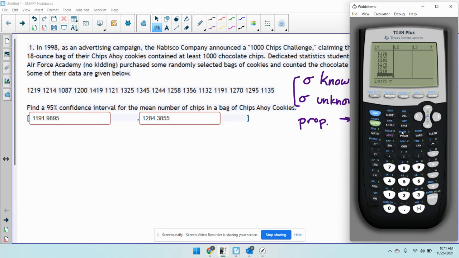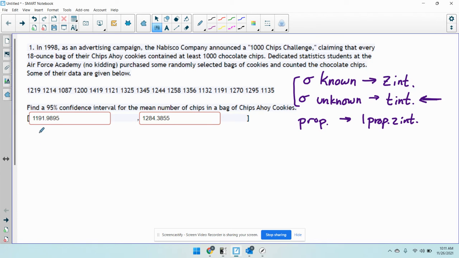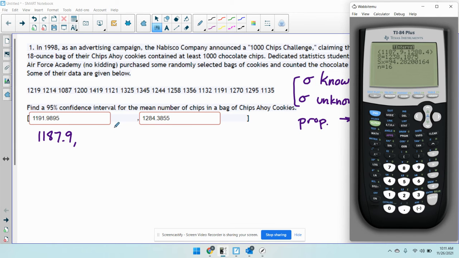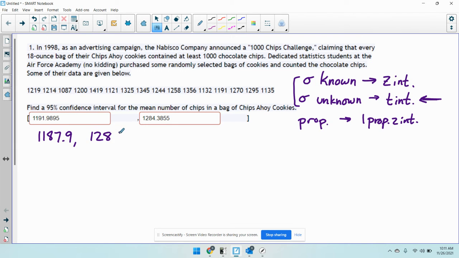And now I said we're going to use a t-interval. So I'm going to go to statistics, over to my tests, and I'm going to do a t-interval, which is option 8. And now I'm inputting data. So I'm going to highlight data above. The list is L1. They all have a frequency of 1, and my confidence level is going to be 0.95. So this is going to be from 1187.9 to 1288.4. There you go.